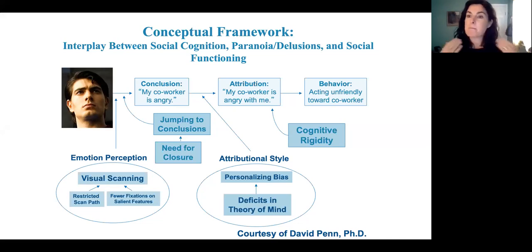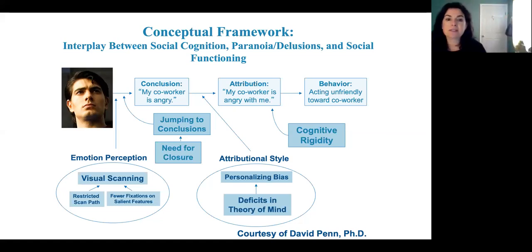So from an emotion perception perspective, we're in a situation where this client looks at this guy and thinks, oh, my coworker's angry, right? Because of some of those visual scanning deficits that studies have shown that people with paranoia and delusions have. So that's one reason why he gets to that place.